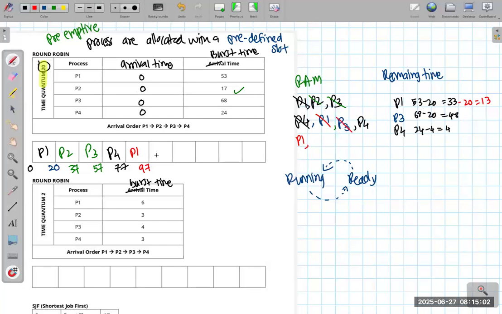Then we will take P3. P3 from 97, 107, 117. Again, we give 20, that leaves 28. What do you think about P4? When P4 is taken, P4 needs only 4 units. P4 needs only 4 units. Did you all understand? P4 needs only 4 units.